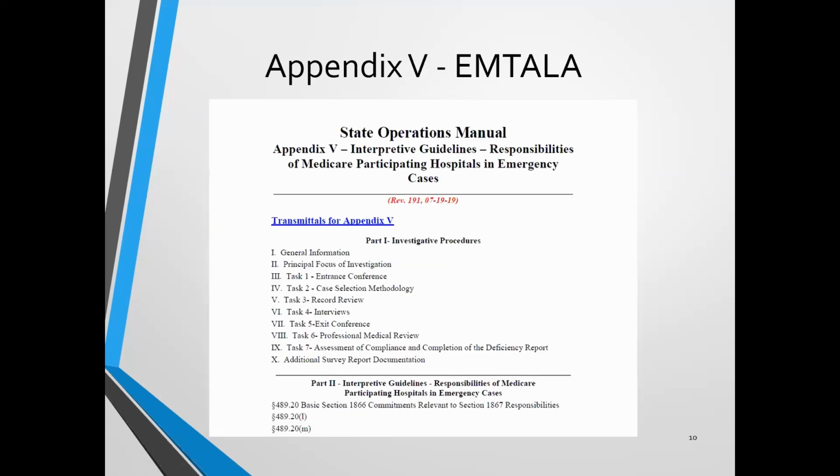So as you go through, if you're new to your role, you're trying to find out where am I supposed to be? What am I supposed to look at? On EMTALA, go to V. For emergency services, go to Appendix A if you're at acute. If you're a critical access hospital, go to Appendix W.